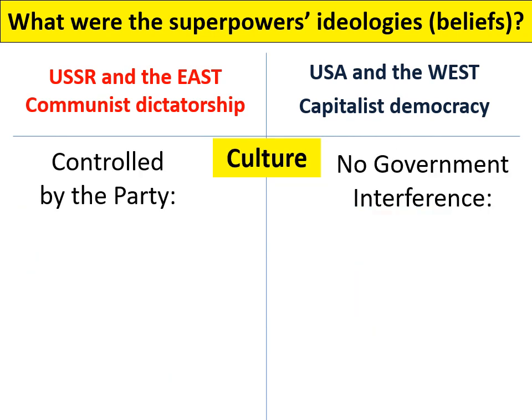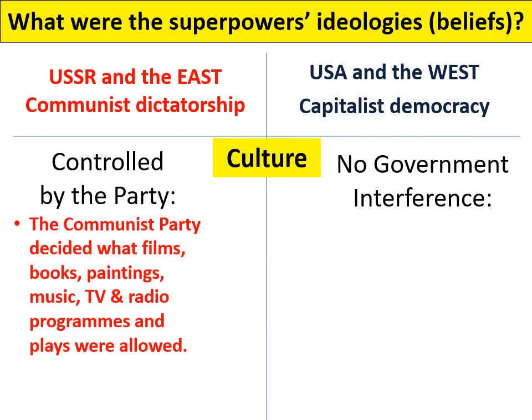So in terms of their culture, it is very much in the same vein as the individual human rights. The Communist Party gets to decide films, paintings, TV, radio, everything. Everything has to be complimentary of communism. It's not allowed to insult communism. And it's certainly not allowed to say that capitalism or democracy is good.